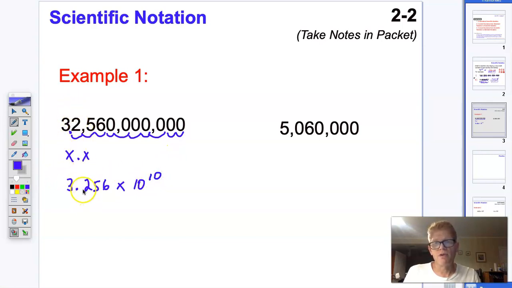So is that true? If I multiply 3.256 times 10 to the 10th, will that take me over? 1, 2, 3, 4, 5, 6, 7, 8, 9, 10. It will indeed. In this case, again, this time we're going to move it over to the right. So we'll take 5.06 because this digit is significant because it's between the 5 and the 6. 5.06 times 10 to the what? Times 10 to the 1, 2, 3, 4, 5, 6, times 10 to the 6th.